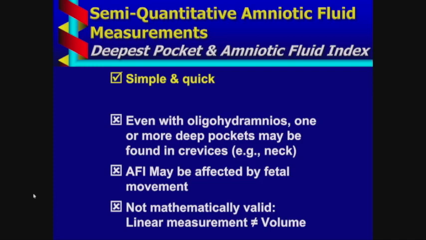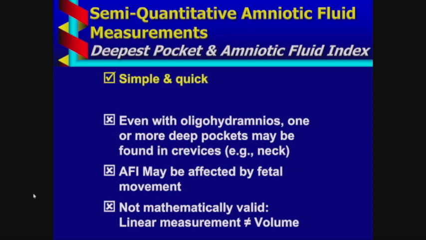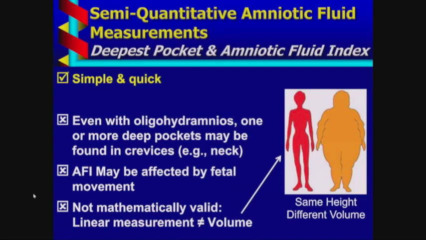The biggest problem that I have is that they're really not at all mathematically valid. There is no direct relationship or even indirect relationship between linear measurements and volume. And what do I mean by that? Here are 2 human beings that have the same height, same single deepest pocket, and they have very different volumes.